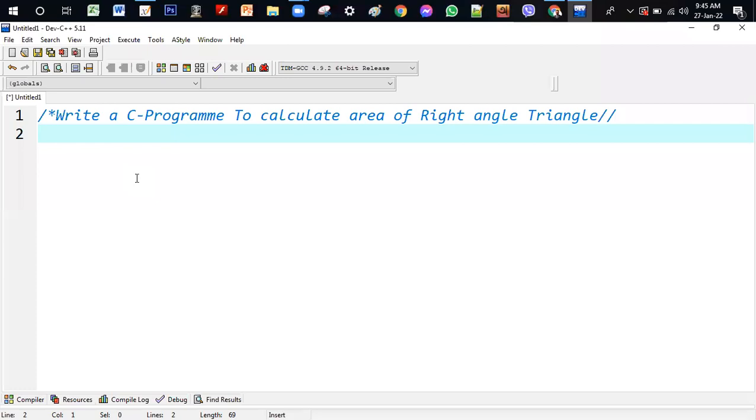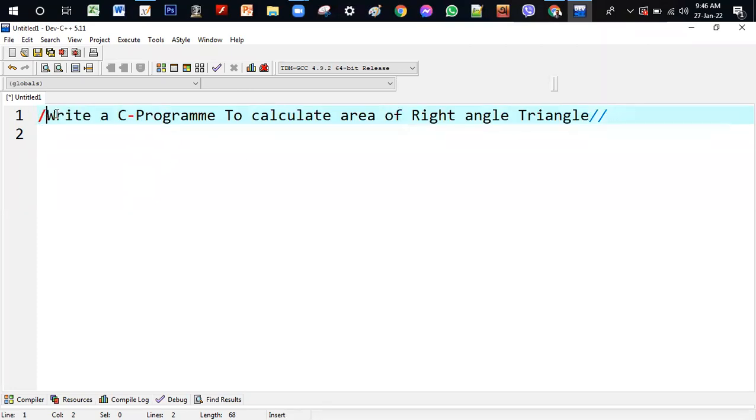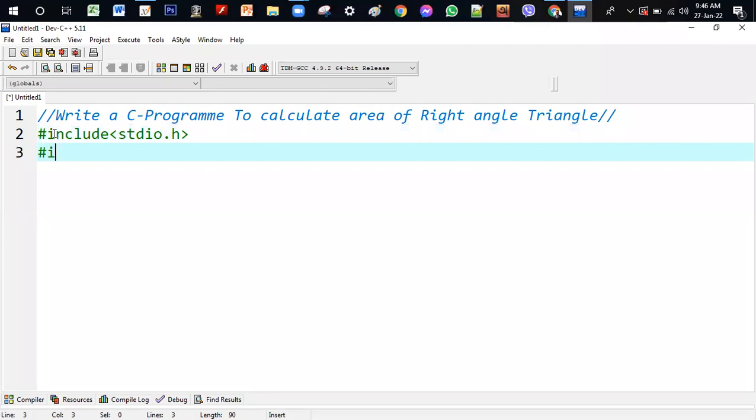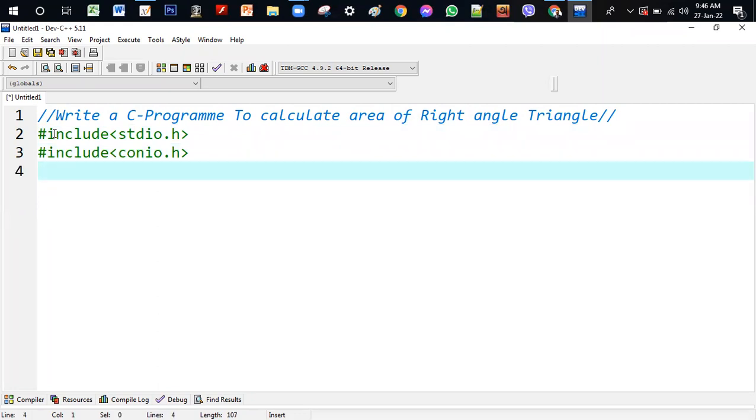So at first we have to declare the header file, hash include stdio.h. That means standard input output header .h. Then hash include, angle bracket conio.h, console input output header. Then declare the main function.